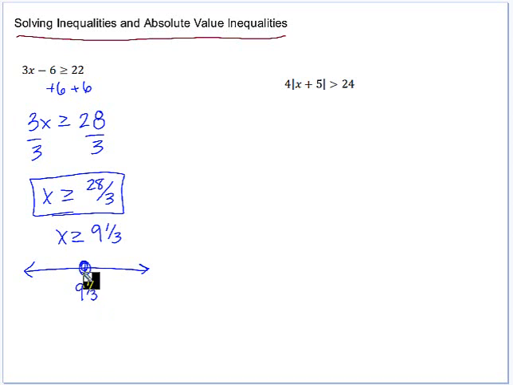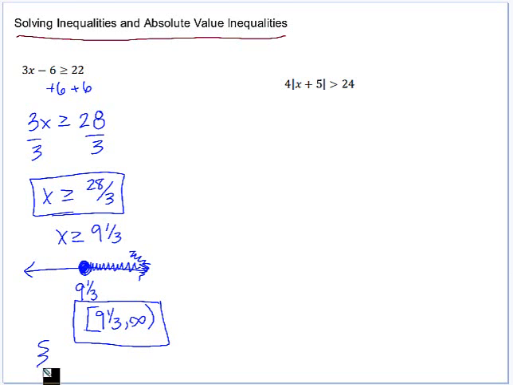So if our solution is x is greater than or equal to 9 1/3, we have our closed circle at 9 1/3. We know it's going off to the right. So that means interval, we started at 9 1/3, bracket because it was closed, and we are heading out towards infinity.